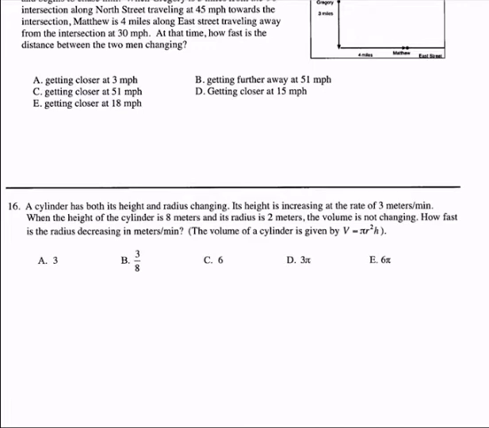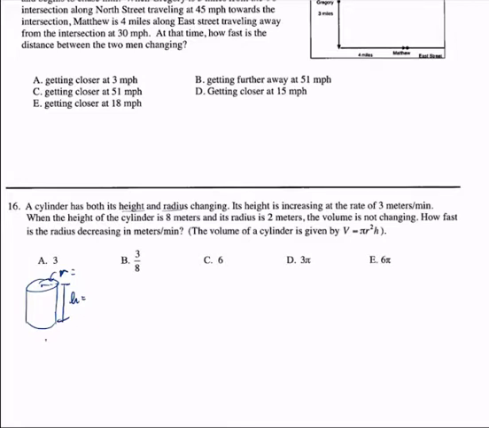Okay, it says, first of all, a cylinder. So I'm going to draw a quick picture just because visuals always help. There's my radius, R. And then we have our height. So our height is going to be this guy right here. The height and the radius are changing.